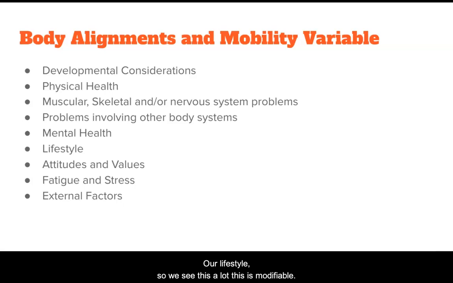Their lifestyle, so we see this a lot. This is modifiable, but we know people choose lifestyles like smoking, not exercising, bad diets, things like that. Attitude and values, that kind of goes in with lifestyle, but some people don't believe in exercising. Some people don't find the value in exercising or eating healthy.